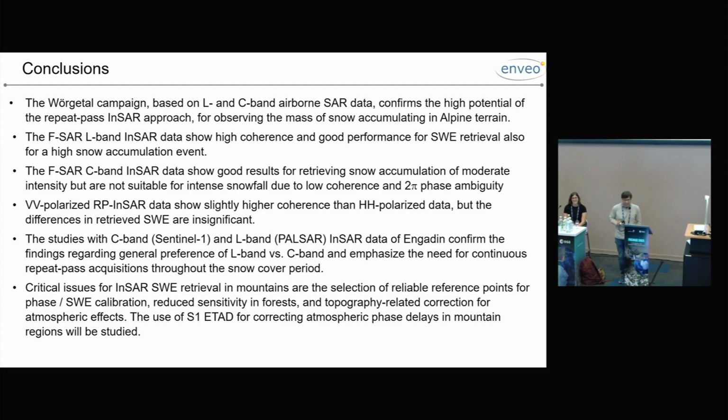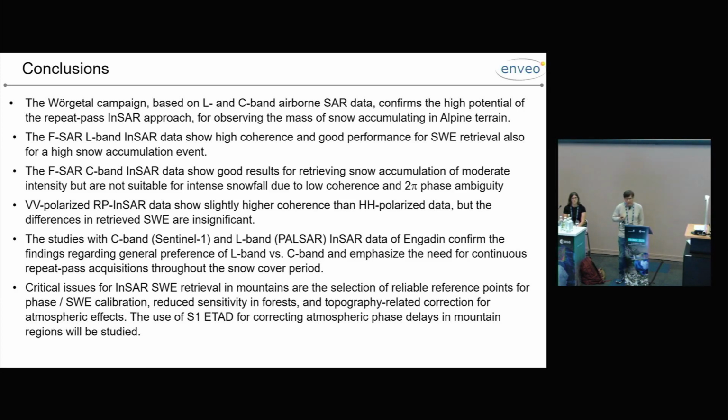That's the last slide. So the Vergedal campaign-based L and C-band airborne SAR data confirms the high potential of the repeat pass INSAR approach for observing the mass of snow accumulating in alpine terrain. The FSAR data at L-band show high coherence and very good performance on the SWE retrieval. That's very promising, also when we have higher snow accumulation. At C-band, we get good results when there is moderate snowfall. But for a dense snowfall, actually, this is not suitable.